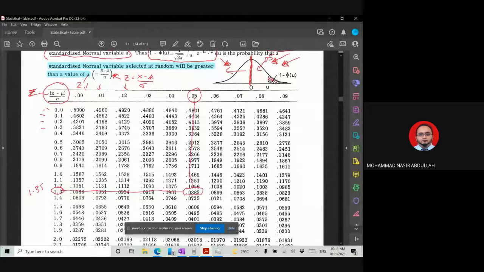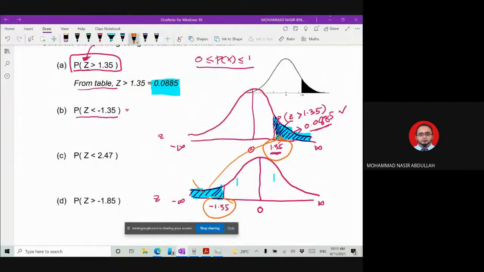1.35 is 0.0885. Boleh faham the concept? Can you understand the concept? Before we go further, I just want you to know how to calculate the probability for the normal distribution first.